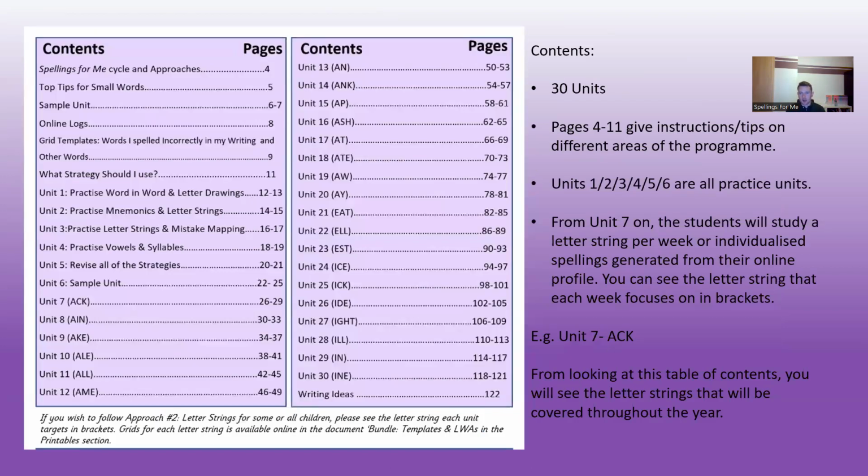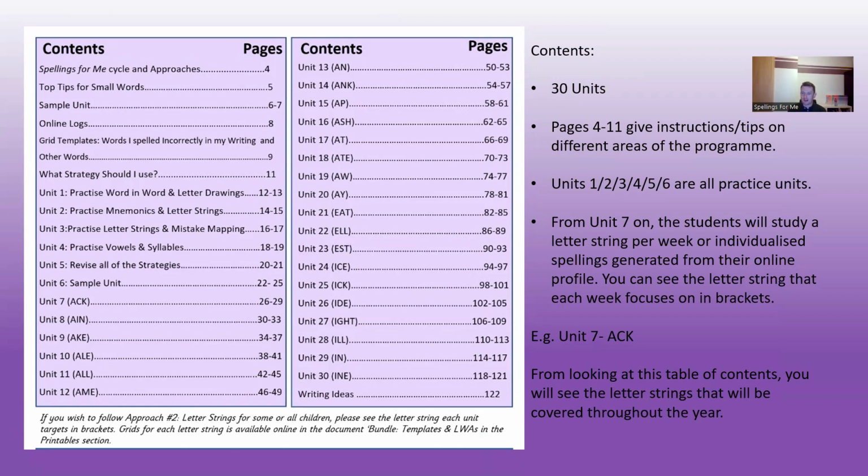This is the contents of Workbook A. As I said, it's a little bit different. Workbook A and B are a little bit different in relation to the contents from C, D, E, and F. There are 30 units to cover. We would envisage a unit being covered per week. Pages 4 to 11 of your workbook give you tips on how to use the program, but also pages for the students to refer to throughout the course of the year when using the program.